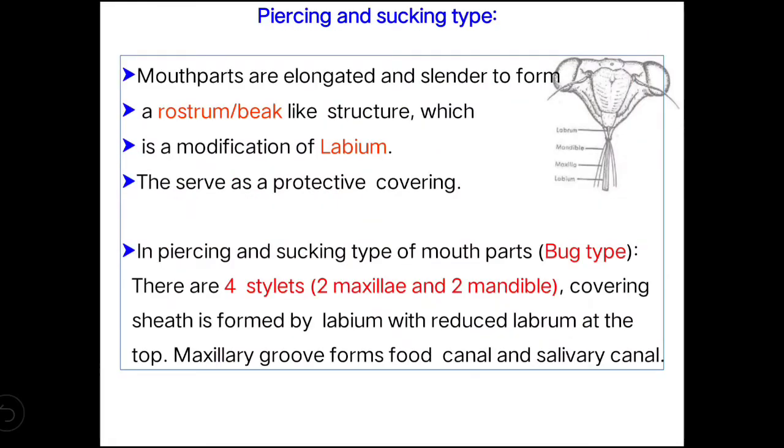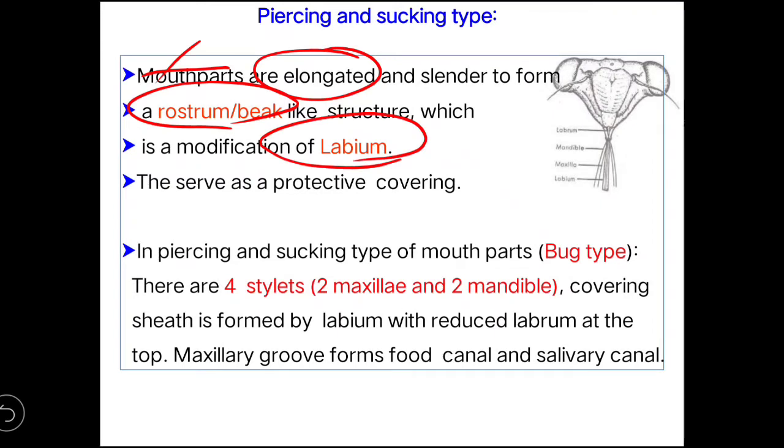Next we will see piercing and sucking type. In this kind of mouth parts, normally they are elongated and have a slender rostrum or beak. This rostrum is nothing but the modification of labium. How does this rostrum form? By the modification of labium. Labium is the lower lip, so labium is modified to form the beak or rostrum. This rostrum acts as a protective covering of the mouth part.